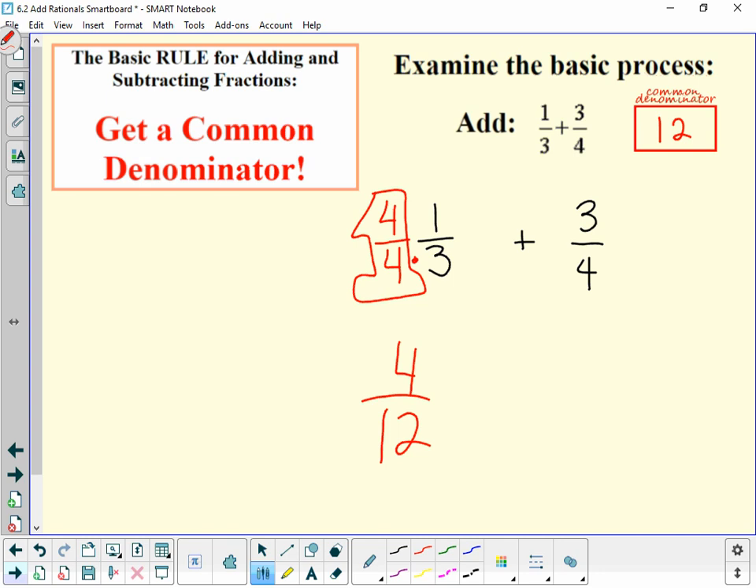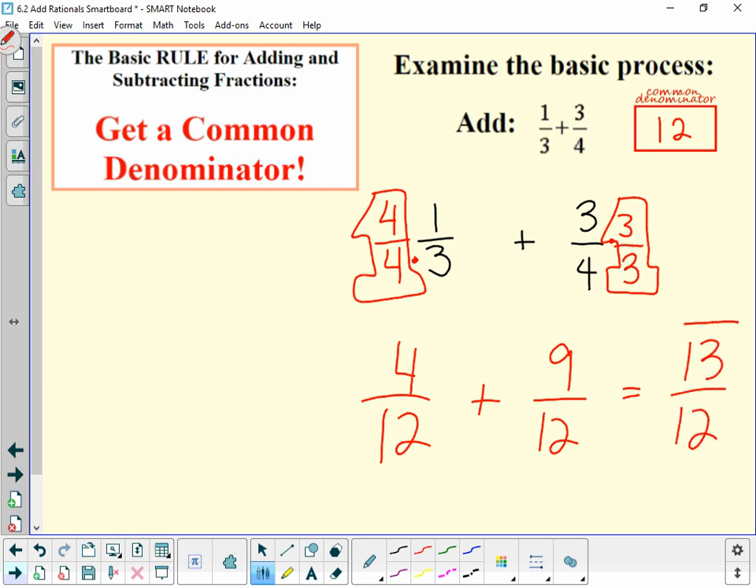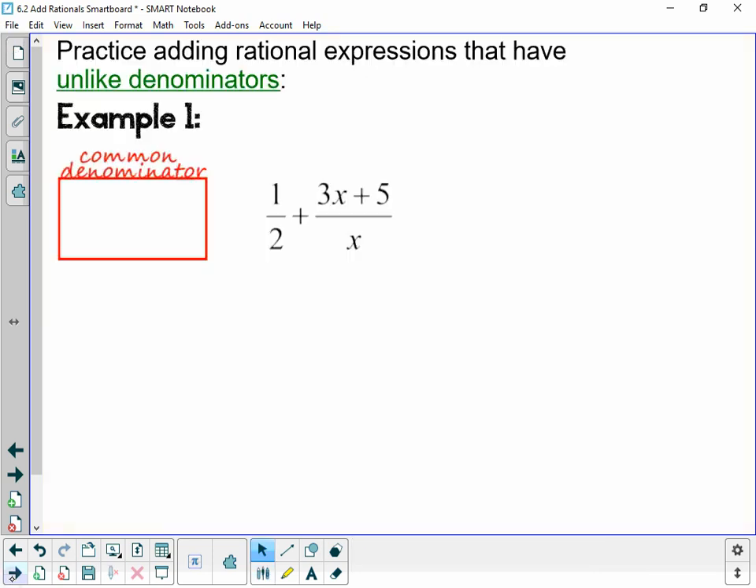The 3/4 on the other fraction, we need to times that by 3. Now we have to do it in the numerator and the denominator. Again, it's just a fancy number 1. So we're not changing the quantity, we're just changing what form it's in. We want it in the form 9/12, which is exactly the same as 3/4. So now that we have a common denominator, we can go ahead and combine or add those numerators together. The denominator stays the same. It's 13/12. So we're going to use that same idea to help us add rational expressions.